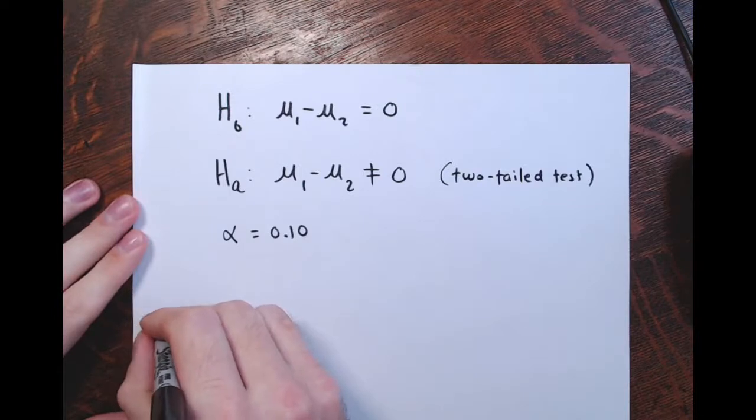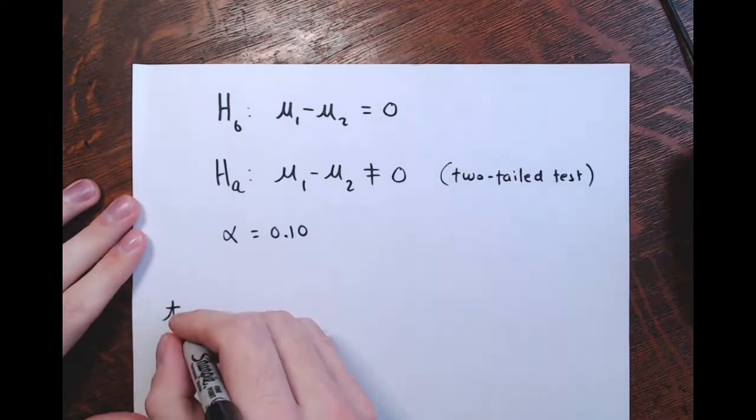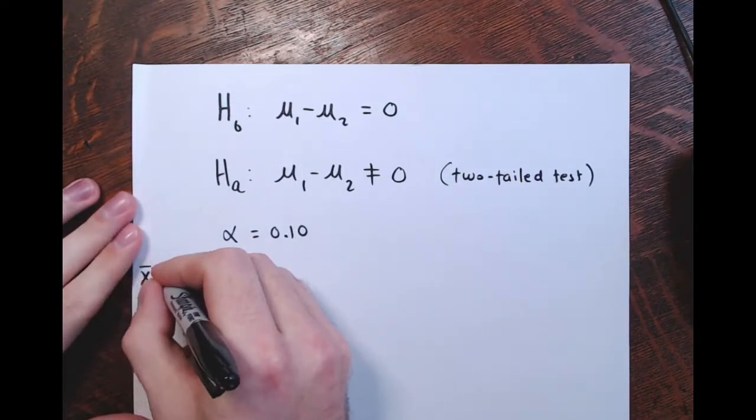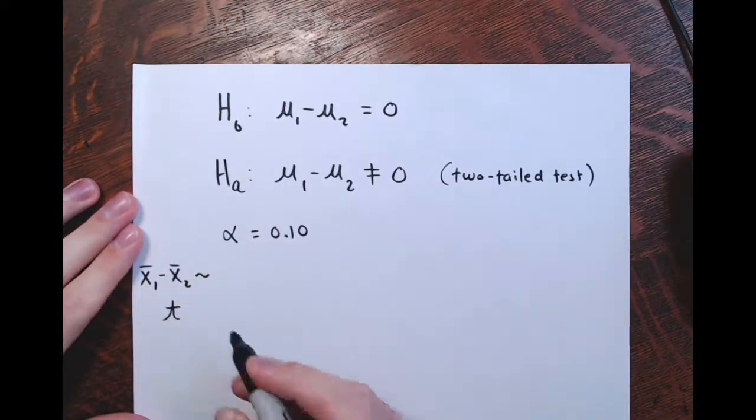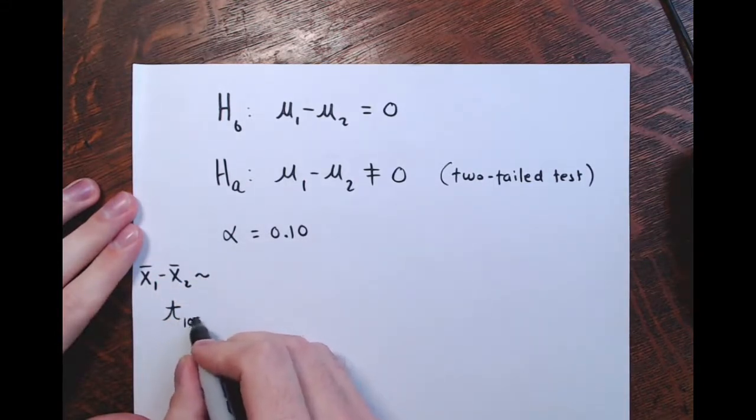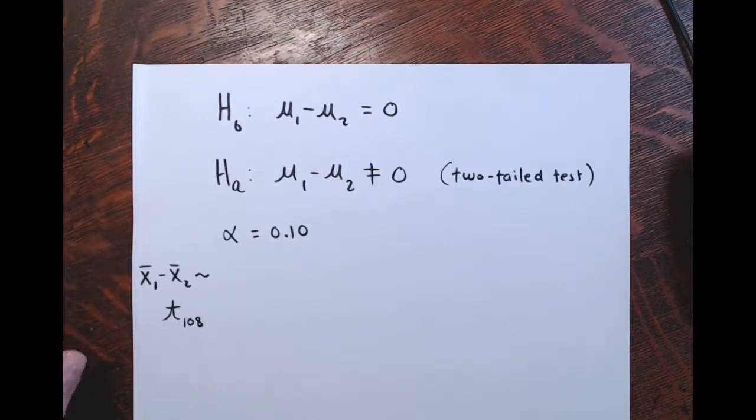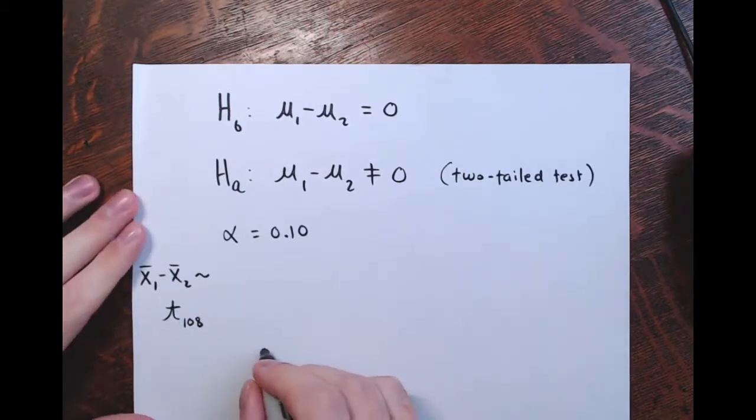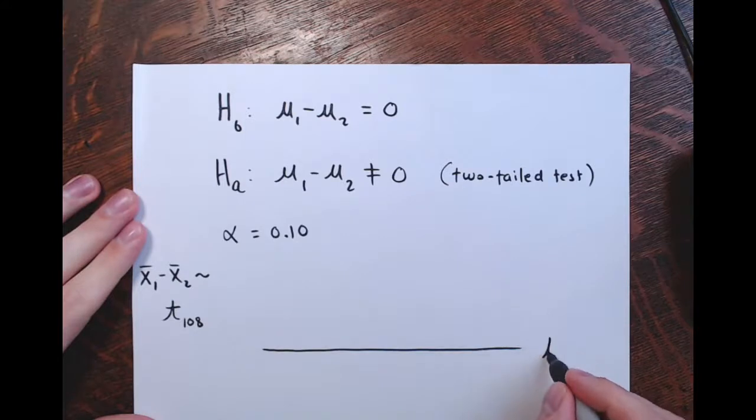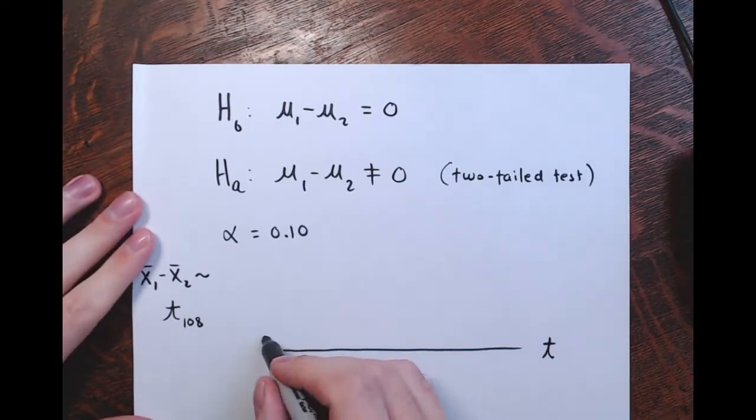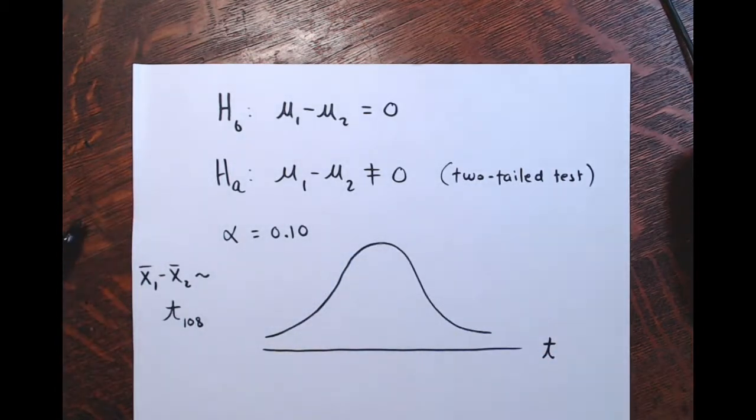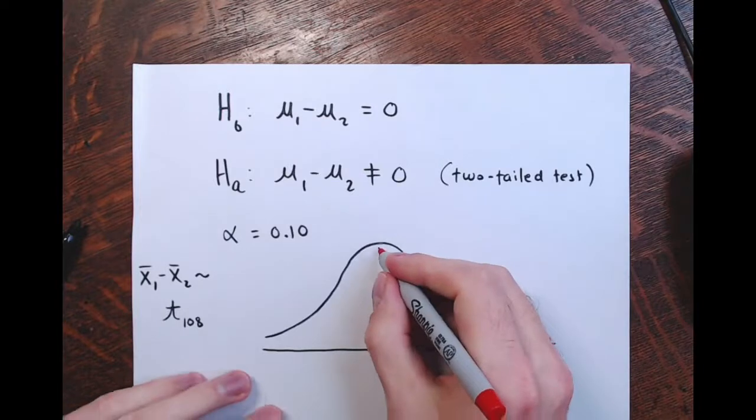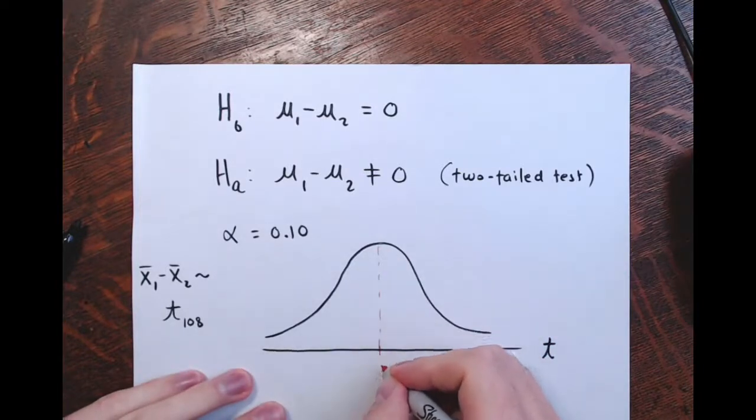Now they gave us all this information. We're working with the distribution of x1 bar minus x2 bar, the distribution of the difference in sample means, which they told us was a t distribution with 108 degrees of freedom. So I'll draw those. The horizontal axis is t-scores. It's a bell-shaped symmetrical curve. Underneath the peak is a t-score of 0.